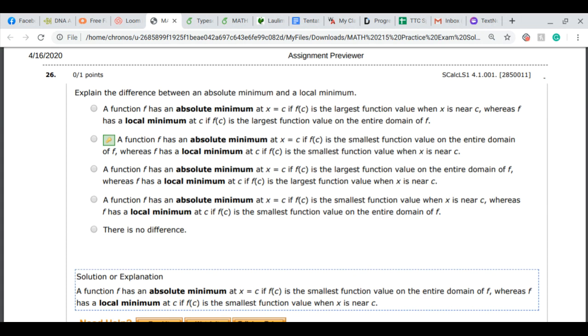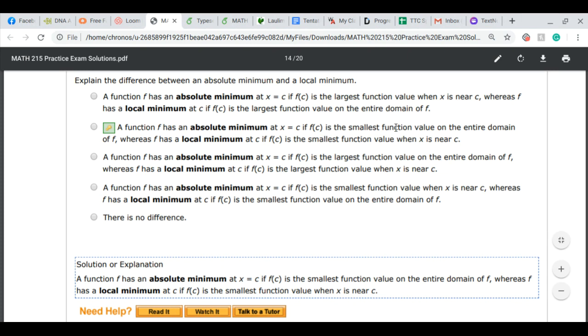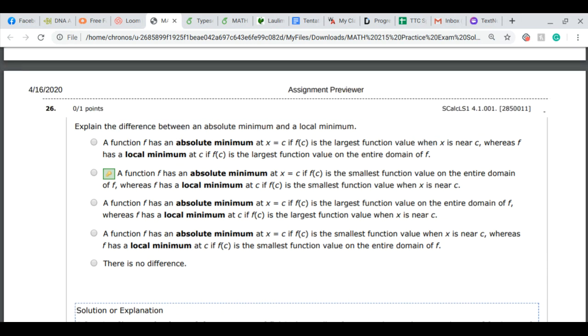Here's a nice problem. Explain the difference between an absolute max and absolute min. So this actually pretty much comes straight from slides I had up. A function has an absolute min at x equal to c if f of c is the smallest value on the entire domain. Local minimum when x is near c. That's the difference. The only difference between absolute and local, absolute means on entire domain, whereas local means near. And that's the answer.